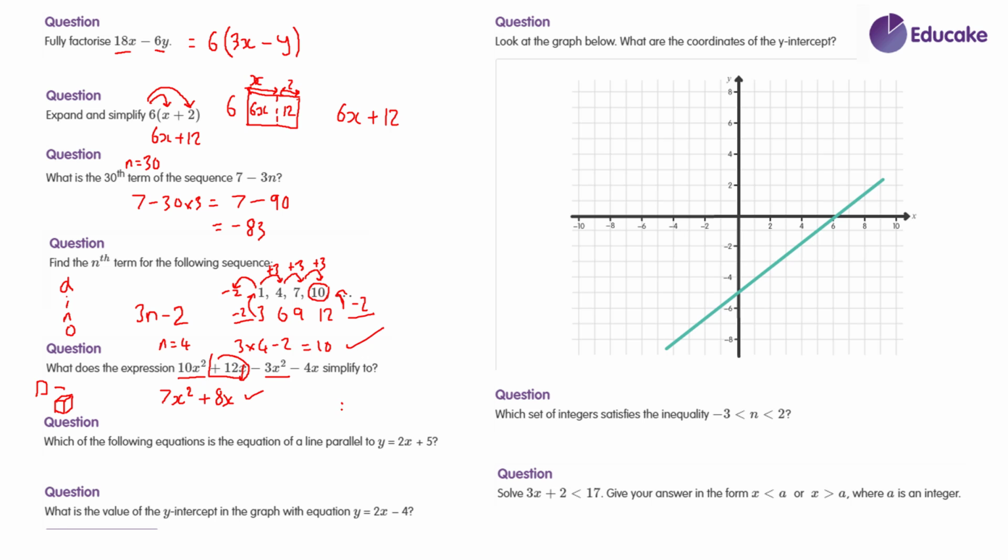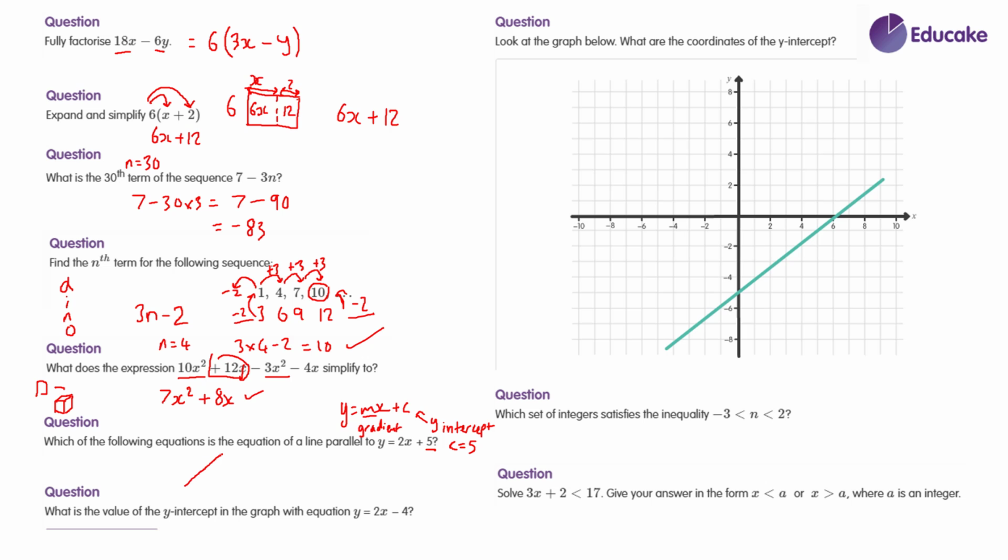So if you remember y equals mx plus c, guys, so you did this quite a long time ago. m is the gradient and c is the y-intercept. c is always a number, so you can see the y-intercept is 5 there. So for this question, c equals 5. But it's not asking that, is it? It's asking which of the following equations is the equation of a line parallel to. So I believe this is a multiple choice question.